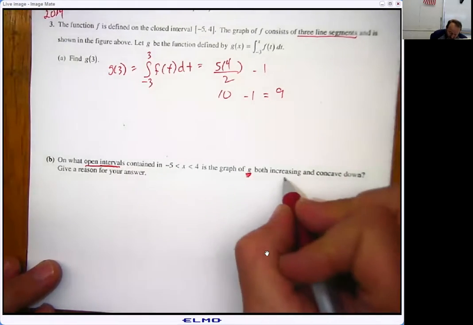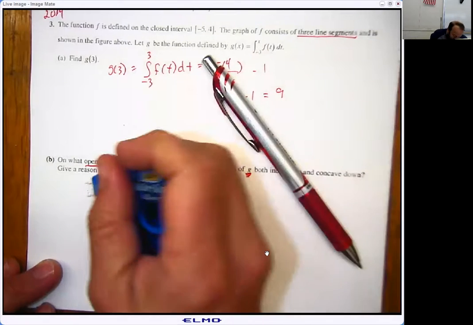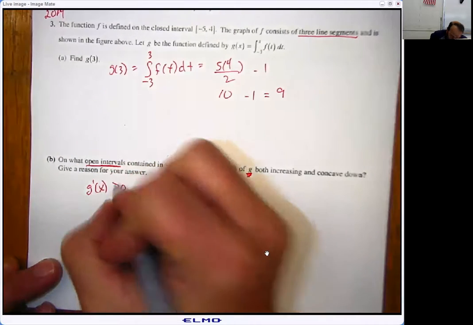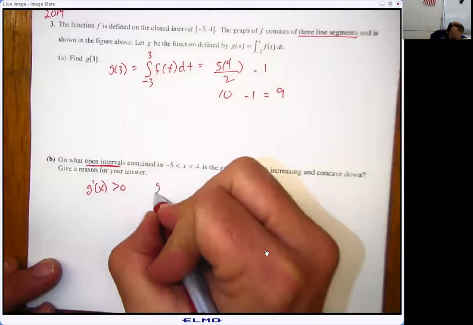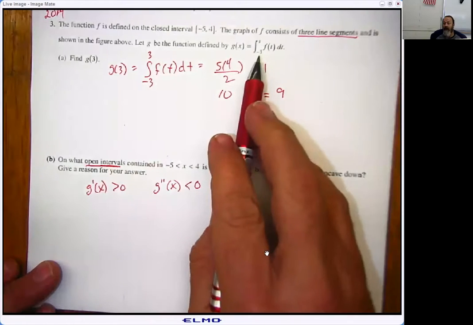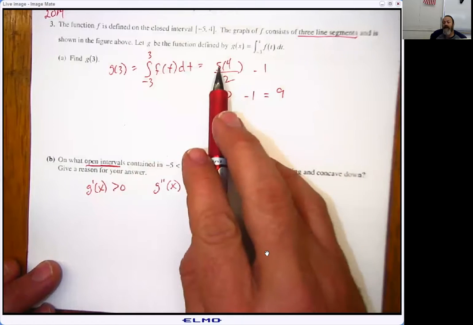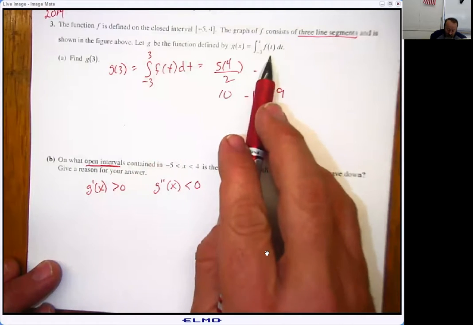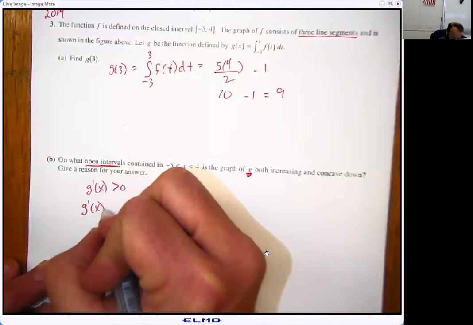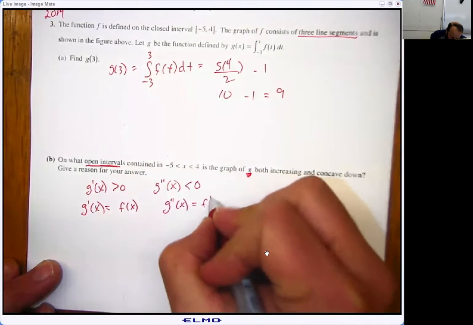So first off, to know when g is increasing, I want g, not f, excuse me. I want g prime to be positive, and to be concave down, I want g double prime to be negative. But if we look above, what you can see is what is g prime, because according to the fundamental theorem of calculus part 2, the derivative of an integral is that original function evaluated at the variable. So we know that g prime of x is in fact f of x. And therefore g double prime of x is in fact f prime of x.